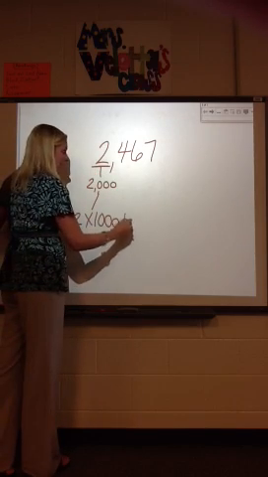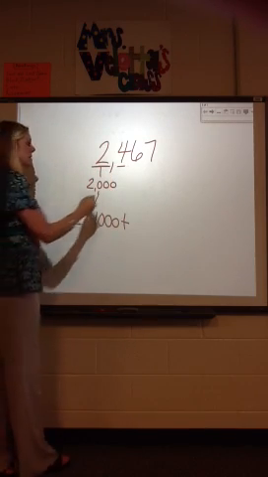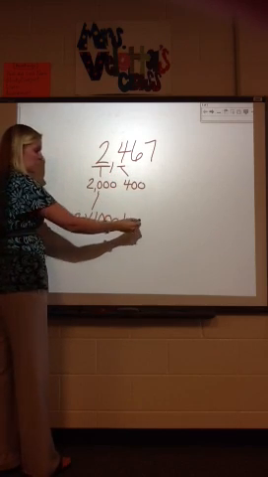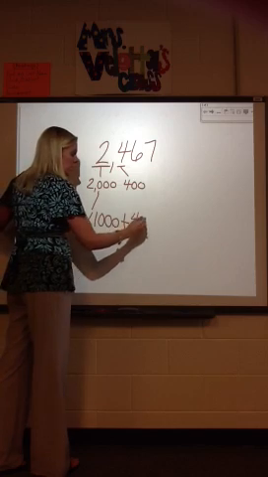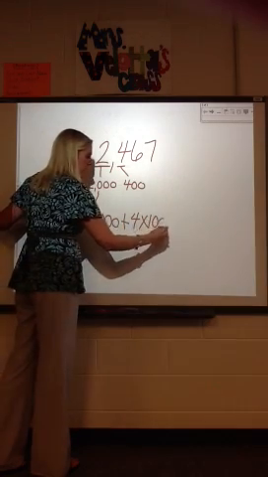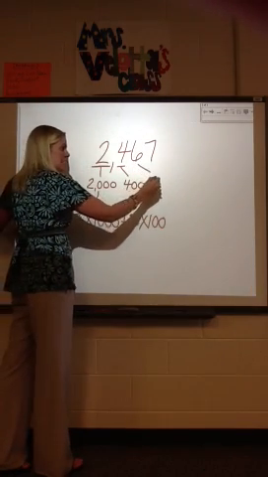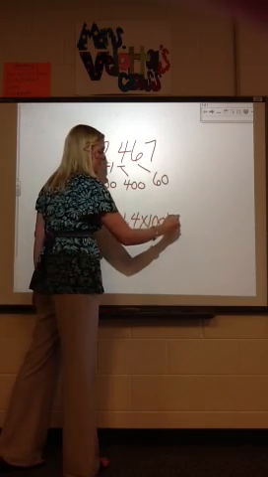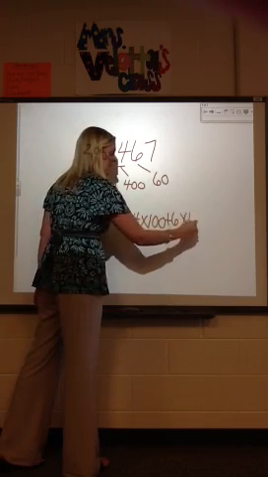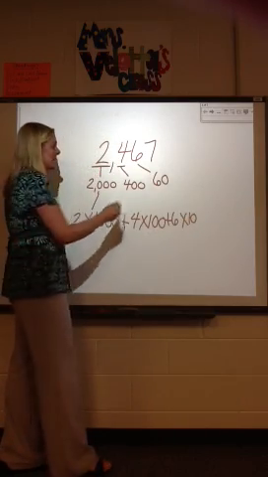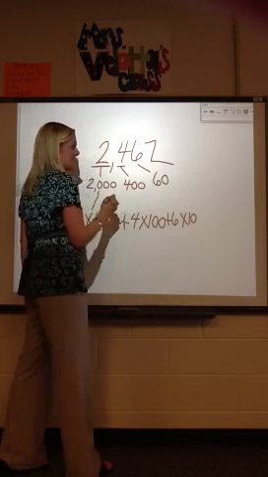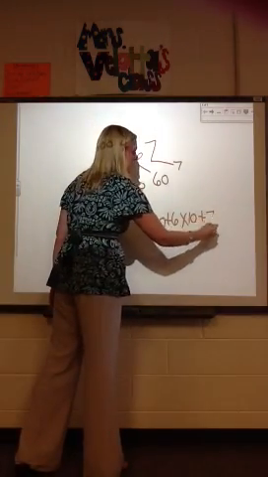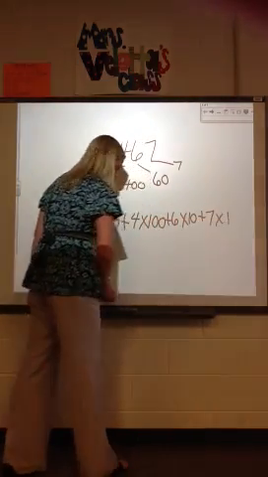Then we're going to add in the value of the 4. The value of the 4 is 400. So I'm going to add in that value, 4 times 100. I'm going to go to the 6. The value of the 6 is 60. So I'll add in 6 times 10. And then last we're going to go to the value of the 7, which is simply 7. So we'll add in 7 times 1.